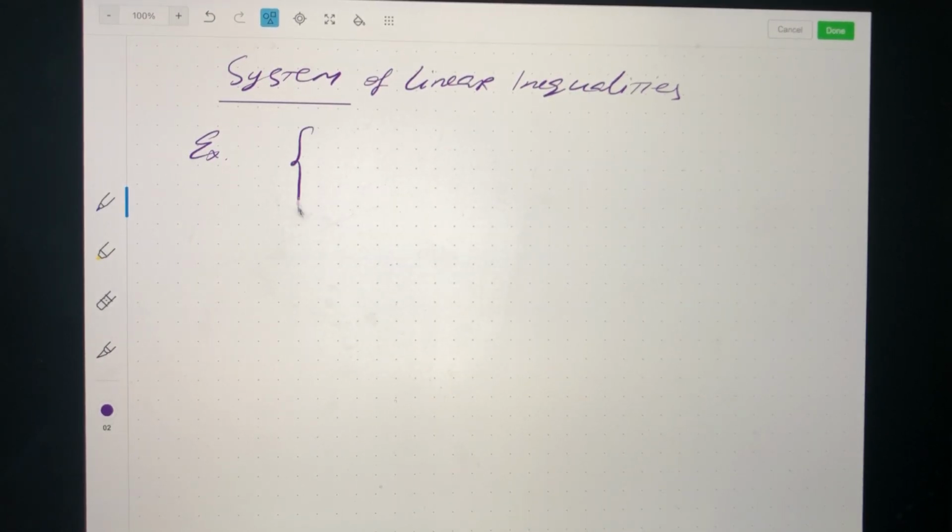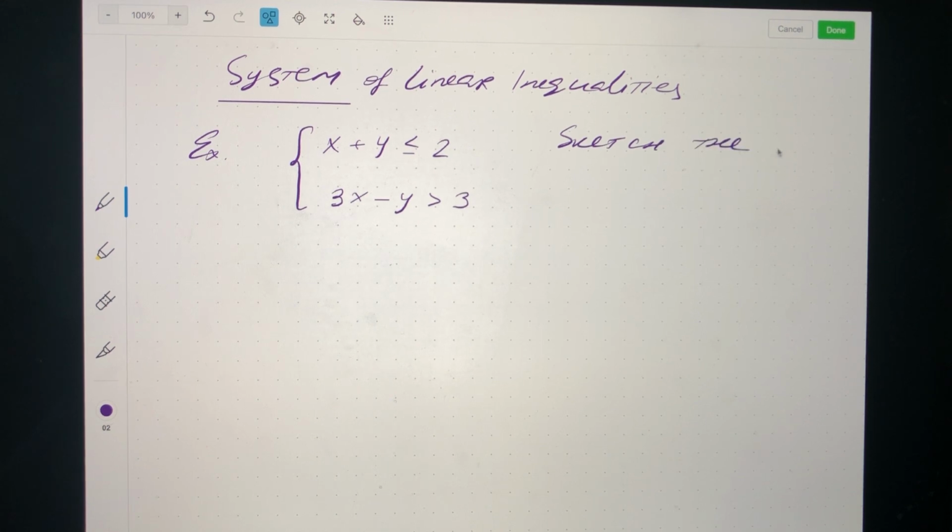Let's say we wanted to solve x plus y is less than or equal to 2, and the second inequality would be 3x minus y is greater than 3. So the way we solve a system of linear inequalities is the same way we solve each one separately. So what we do is we sketch the answer to each, and the place where the shadings intersect is our final solution.